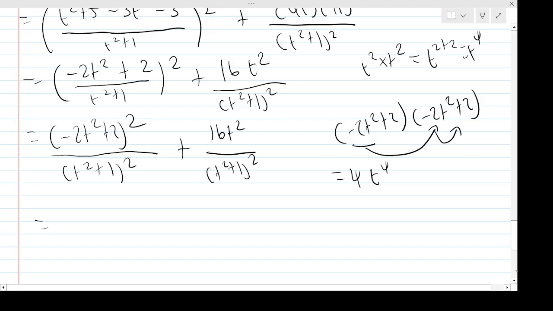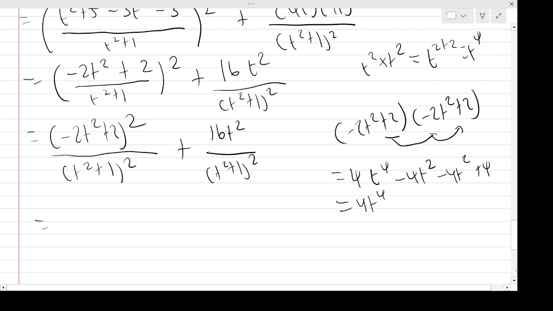Then we have minus 2t squared times 2. Well, that's going to be minus 4t squared. And then again, I can do the same with the next part, this 2. Again, times by everything in the other bracket. So 2 times minus 2t squared is another minus 4t squared. Then 2 times 2 is plus 4. And I can simplify this because I have 4t to the 4.